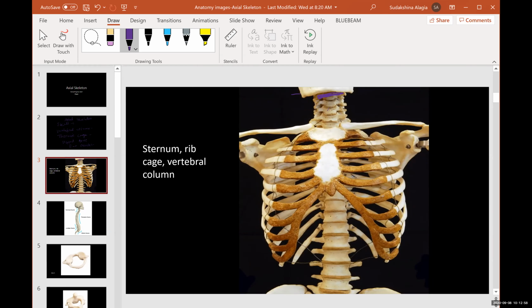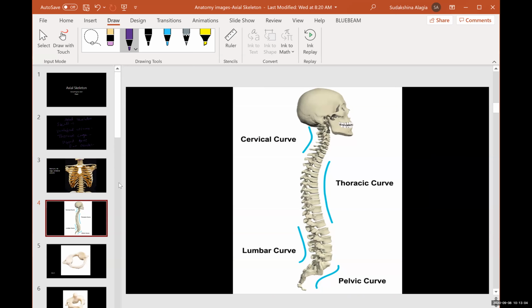Vertebral column, again, some of you have studied ahead of time. The vertebral column basically is divided into 4 zones: cervical, thoracic, lumbar, and sacral plus coccygeal.